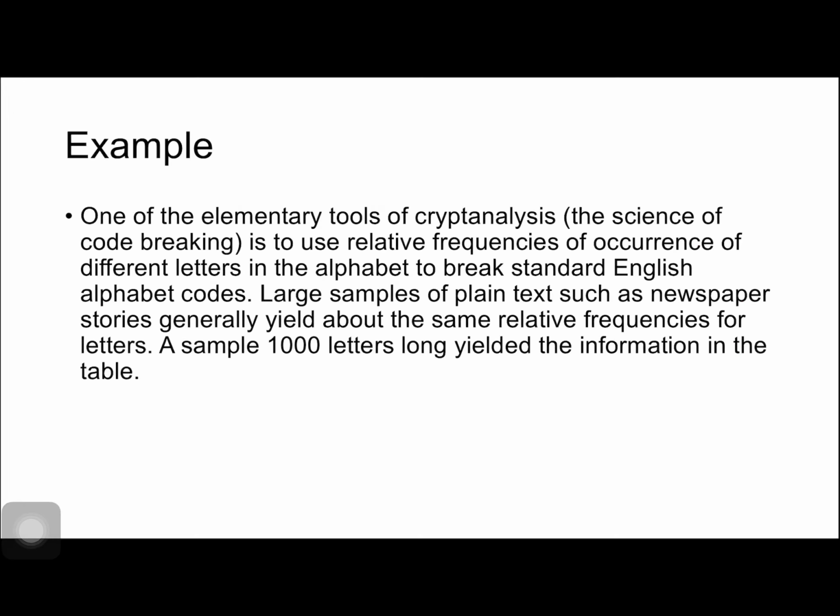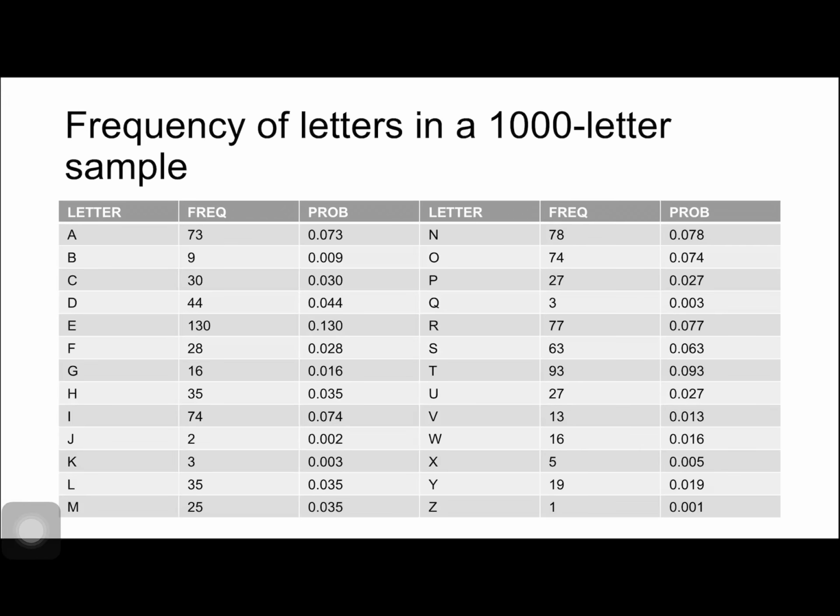For our example problem, one of the elementary tools of cryptanalysis, the science of code breaking, is to use the relative frequencies of occurrence of different letters in the alphabet to break the standard English alphabet codes. Large samples of plain text, such as newspaper stories, generally yield about the same relative frequencies for letters. A sample of 1,000 letters long yielded the information in the table. So this is our table: frequency of letters in a 1,000 letter sample.